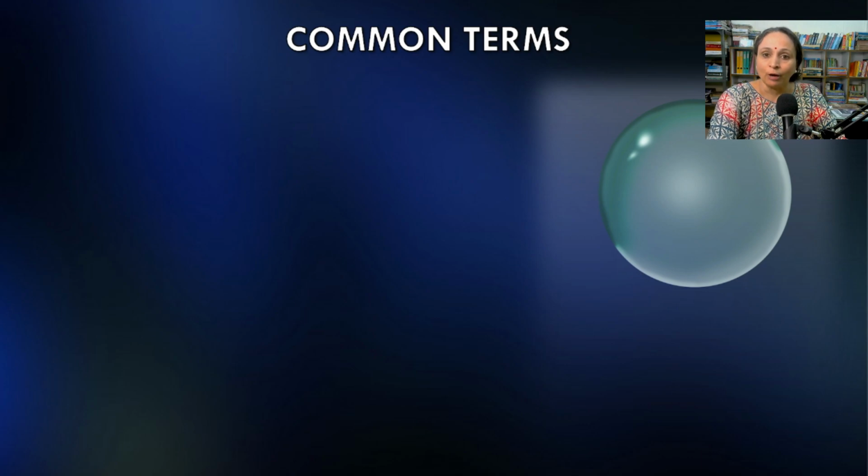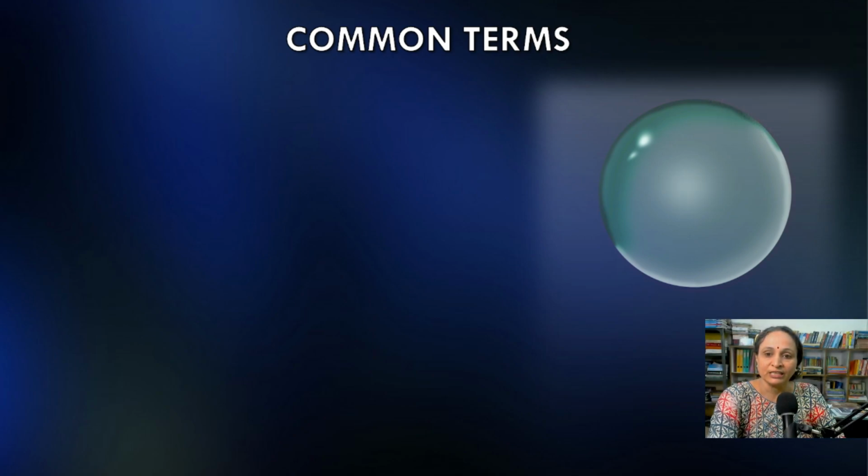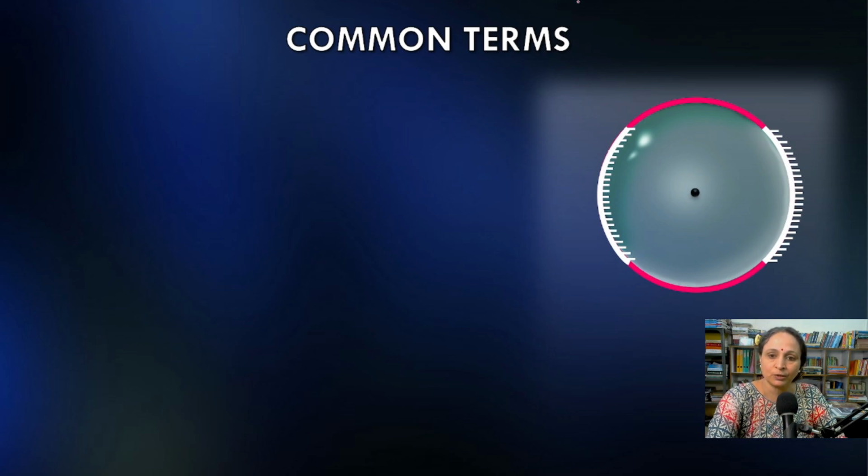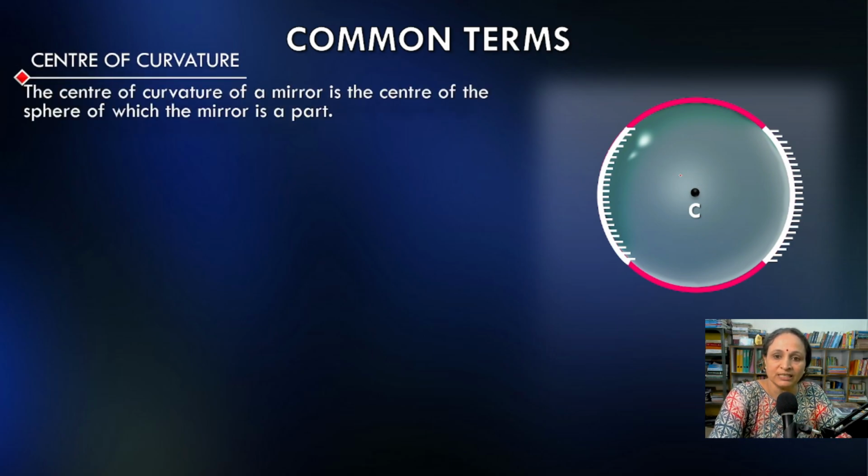Now we are going to talk about the common terms generally used in the case of spherical mirrors. If you have a transparent sphere, and as I told you already, we are going to silver it. So the first side is called the convex and this is called the concave mirror. Now this transparent sphere will have a center, right? This center of the sphere of which the mirror is made is called the center of curvature. So what is the center of curvature of a mirror? It is the center of the sphere of which the mirror is a part.